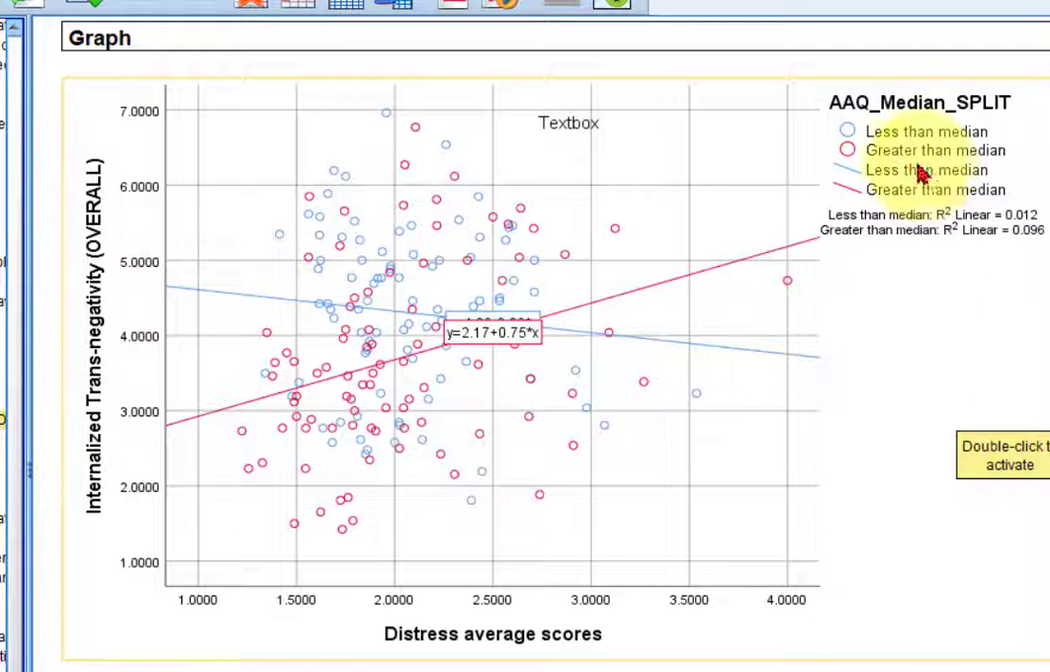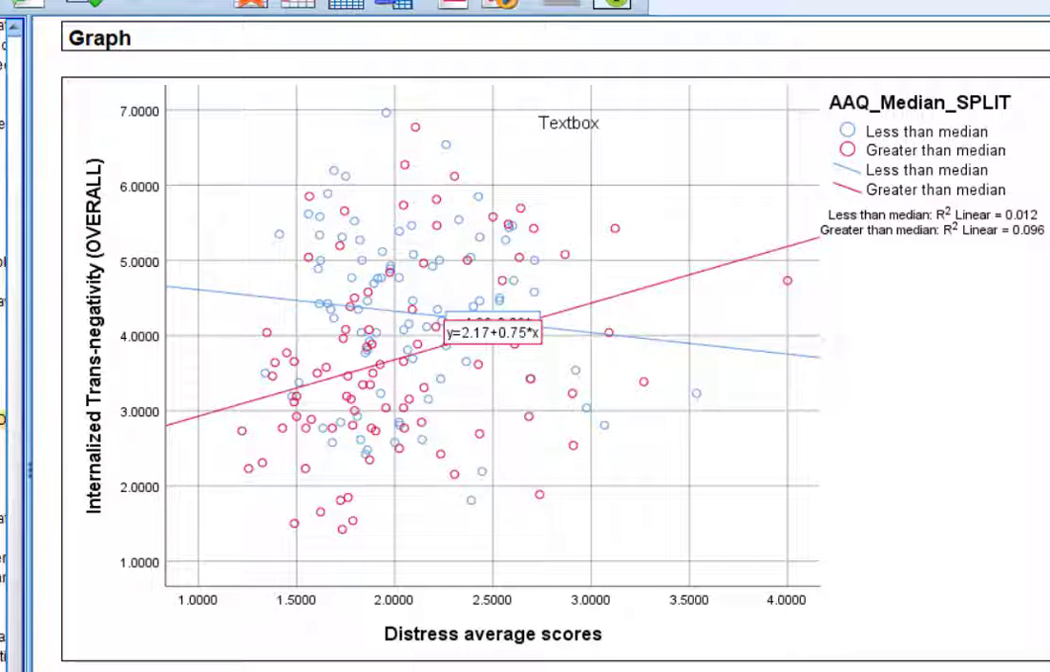But then on the other hand, for those guys that are greater on AAQ, the higher AAQ guys, that's the red line, when DHEQ increased, so did transnegativity. Okay, so that's what that is. So let me try to put it together in a quick nutshell.